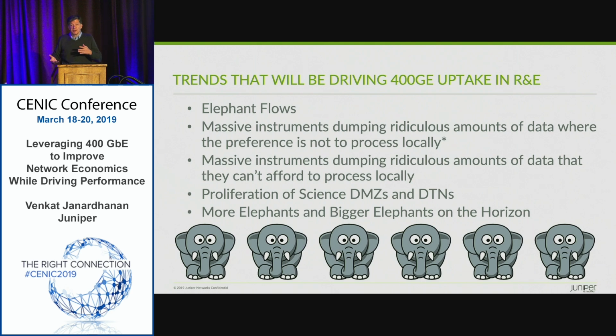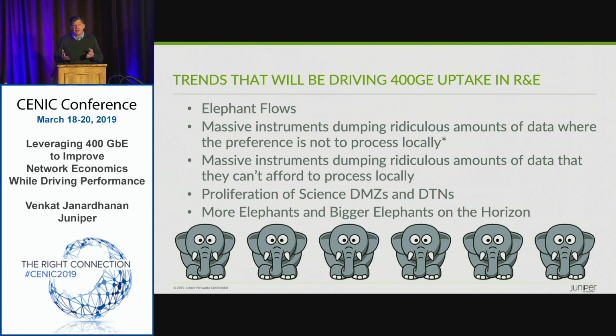And there's supercomputers all over the country with cycles to spare, so they move it, right? And that's kind of what's driving R&E need for 400 gig. There's all the science DMZs and data transfer nodes. And there's an expectation of more elephants and bigger elephants.